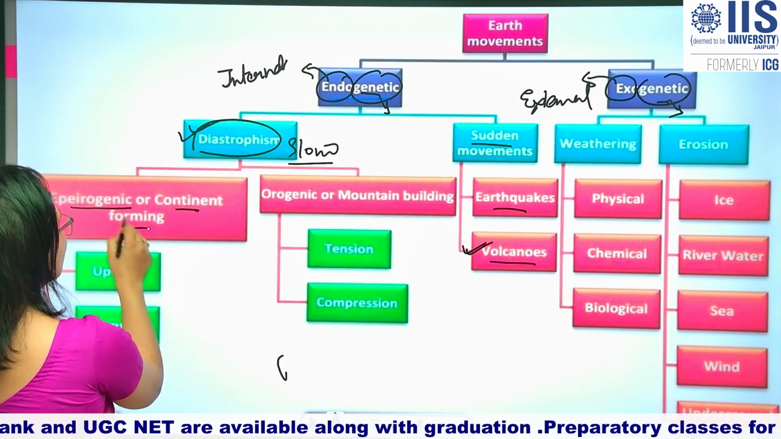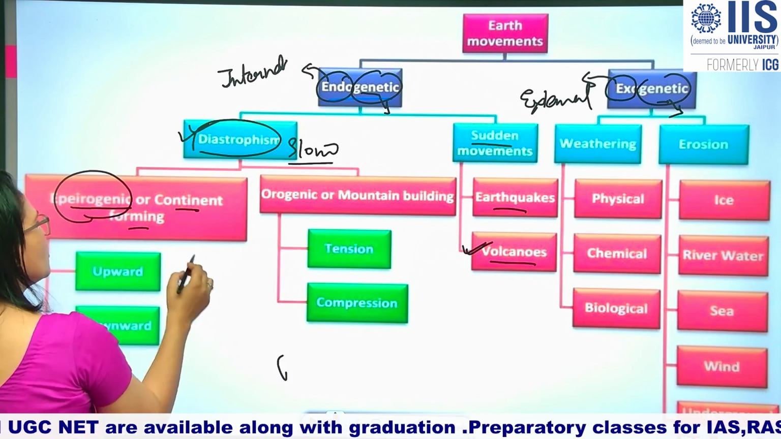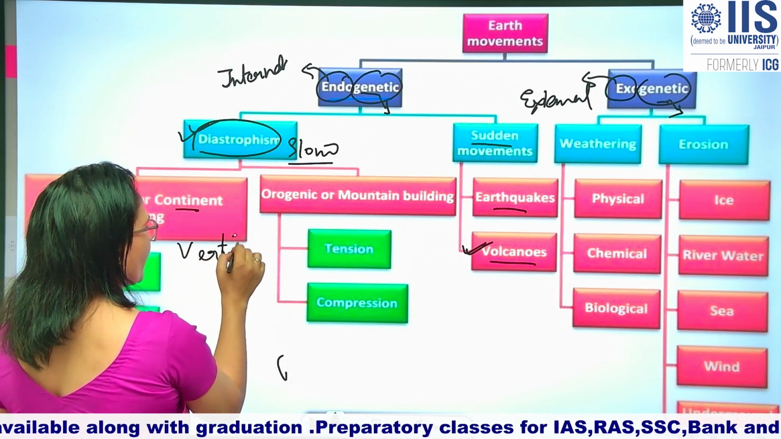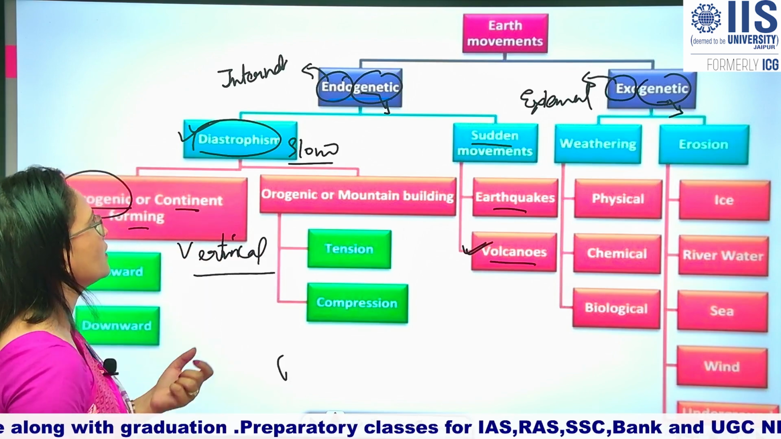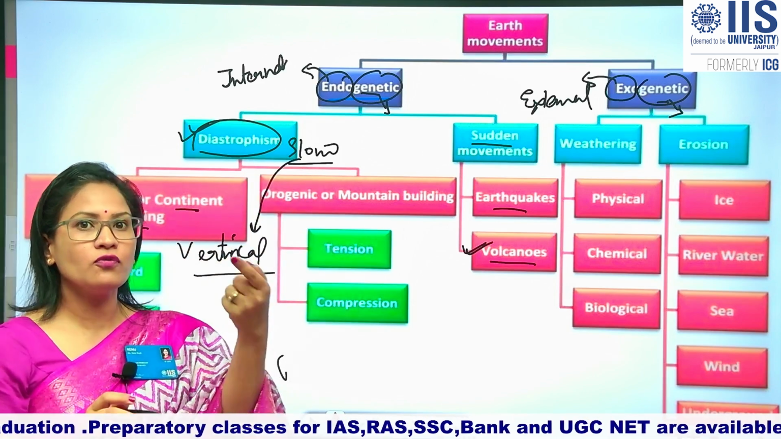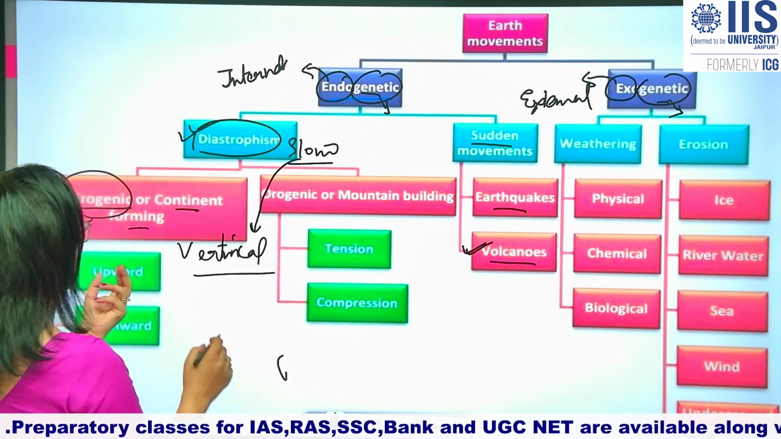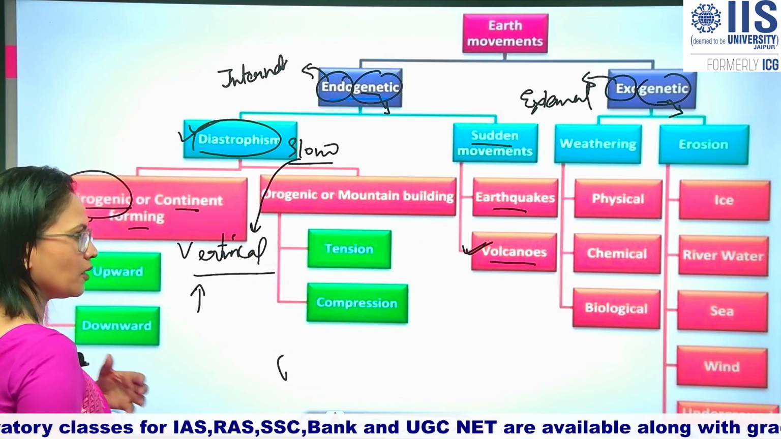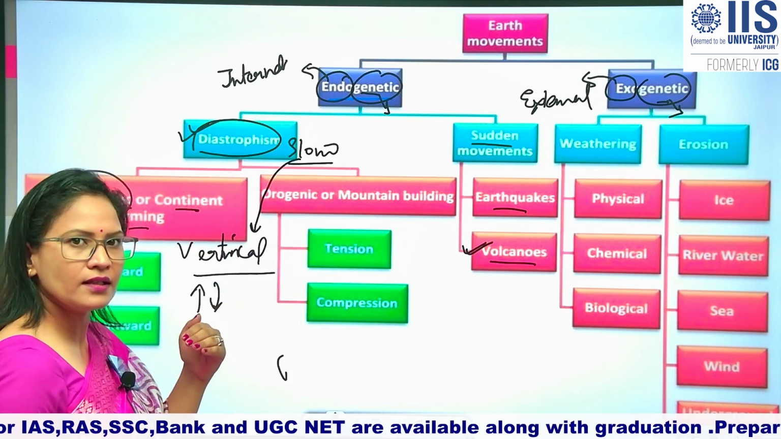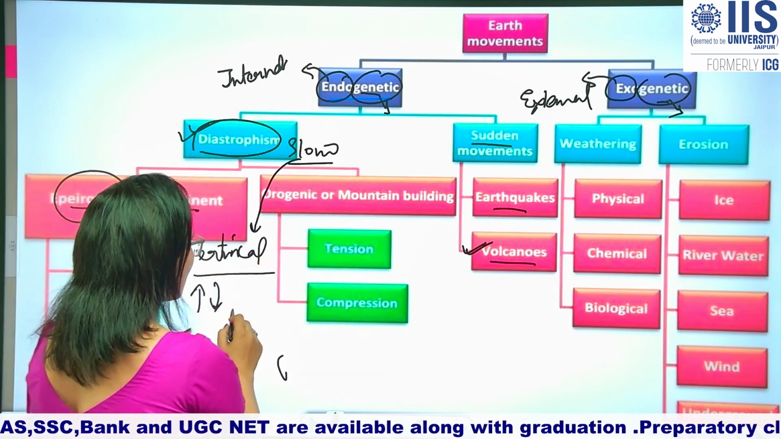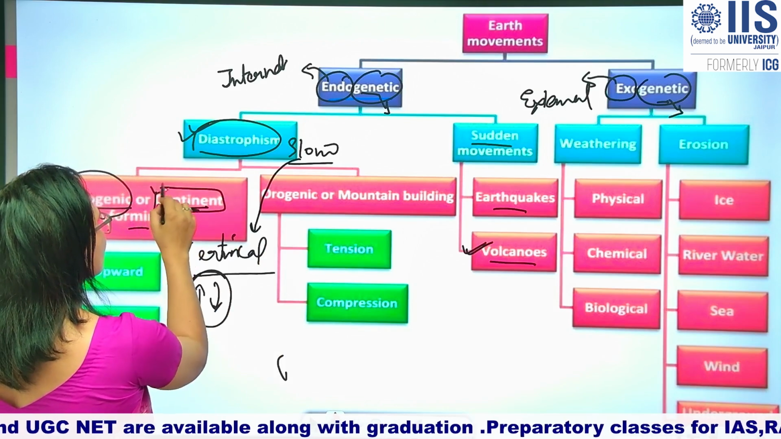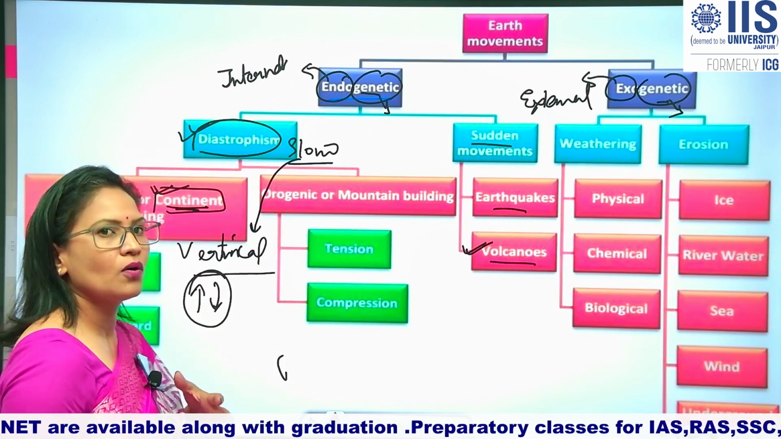Epeirogenic, or continent forming. Epeirogenic means that the movement will be vertical and slow, right? So vertically, it may be upwards, it may be downwards, right? And because of these movements, continents on the earth's surface were formed.